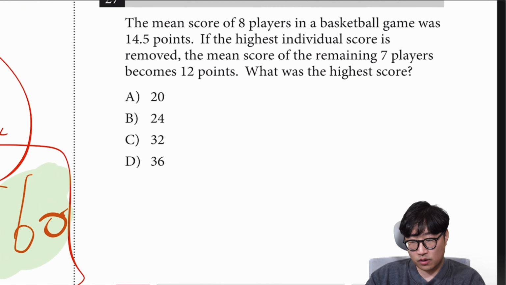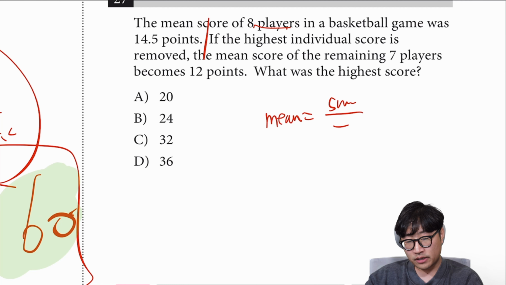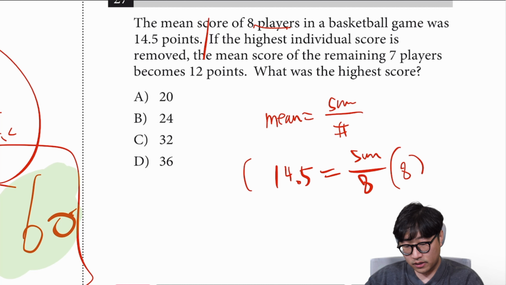27. The mean score of 8 players in a basketball game was 14.5. Stop. It's a mean. It's just the sum divided by the number of items. So in this case, the mean was 14.5 for 8 players. So what you could do is multiply by 8 on both sides, because then you will get the sum. Whoa, Steven, what do you need that for? I don't know, but it is something I can find. So the sum is equal to 116 when you find that.